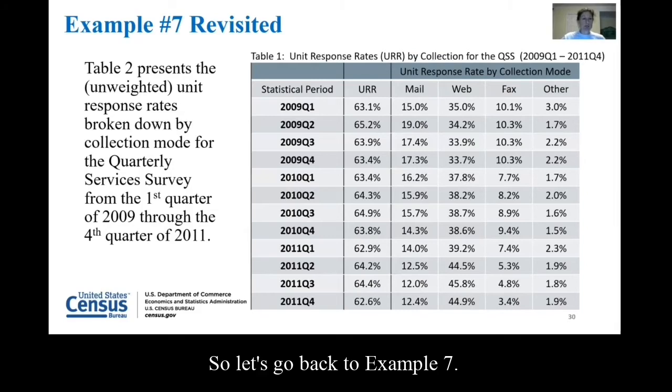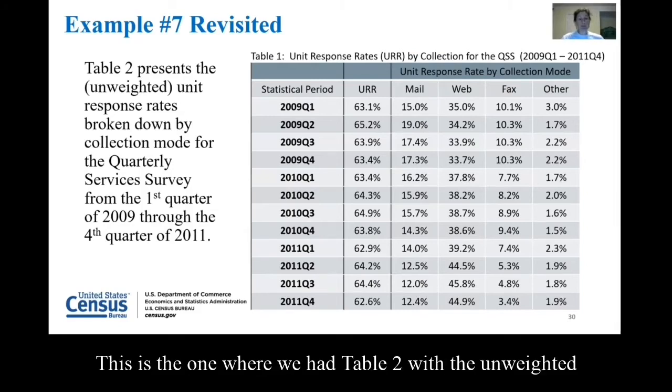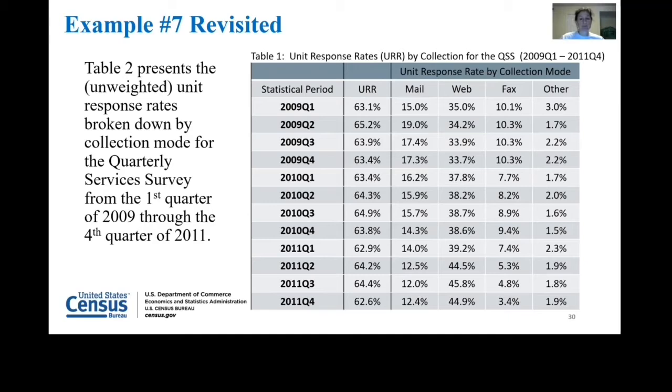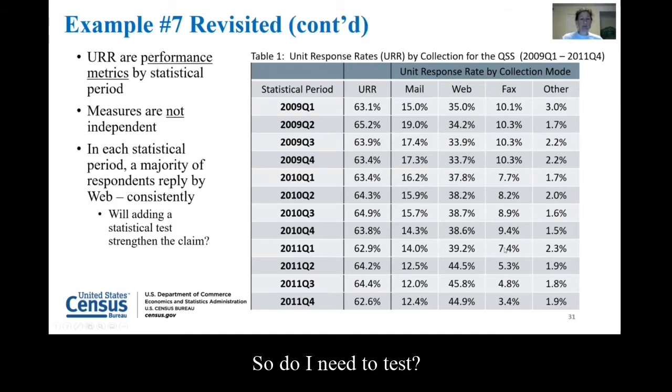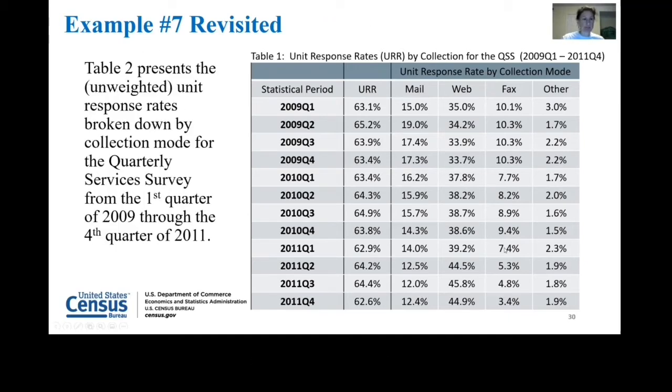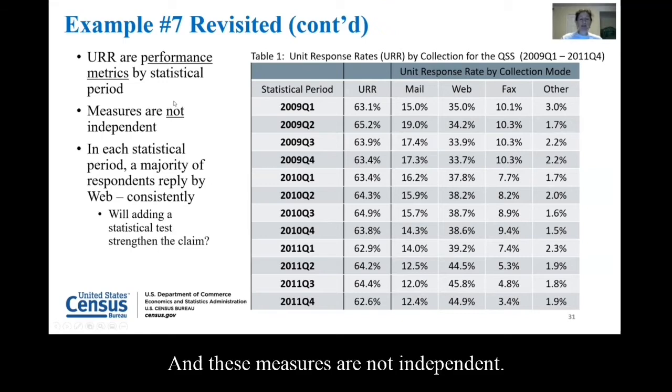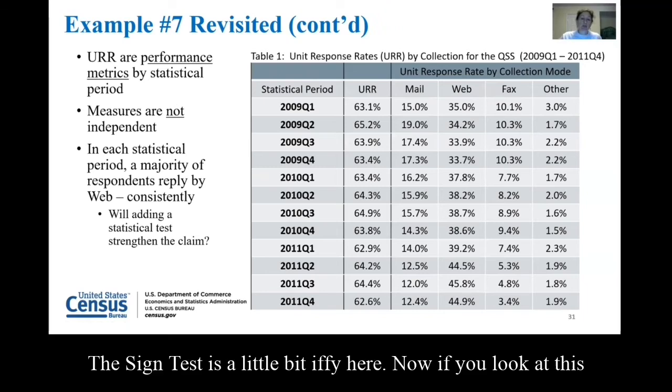So let's go back to example 7. This is the one where we had table 2 with the unweighted unit response rates broken down by collection mode for all of these quarters. So, do I need a test? Well, I mentioned before that unit response rates are performance metrics by statistical period, and these measures are not independent. So a sign test is a little bit iffy here.